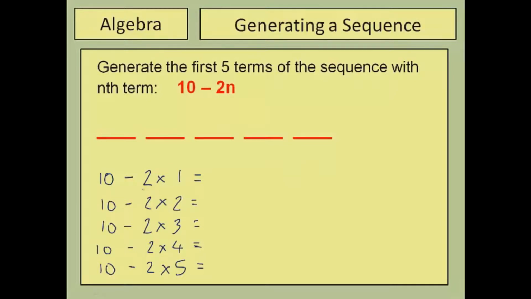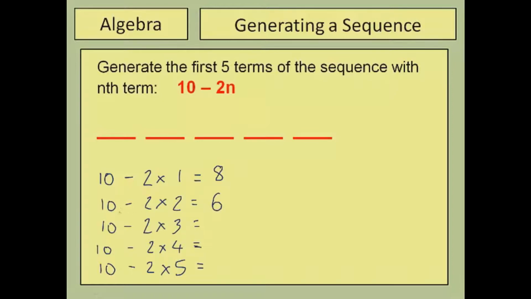So you need to do the 2 times 1. Whatever that is, 10 take away the result. So 2 times 1 is 2. And then 10 take away 2 is 8. So that's our first term. The next one, you come across to the multiplication first. 2 times 2 is 4, and then 10 take away 4 is 6.